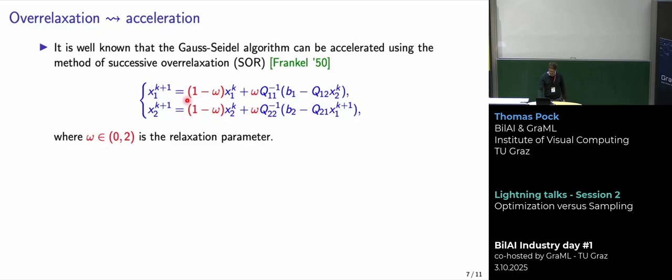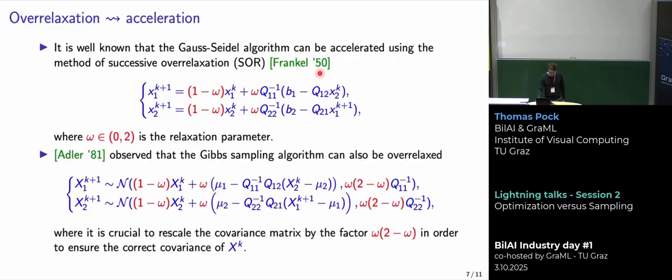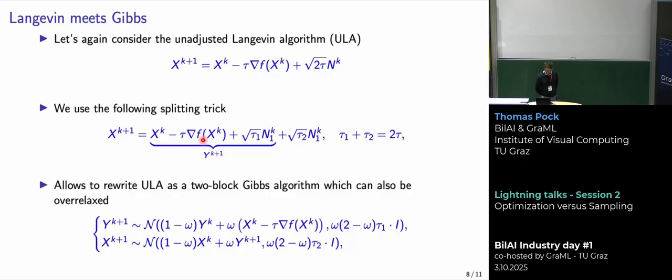It's a similar idea to extrapolation. This was already proposed in the 50s, and only 30 years after, Adler observed that you can do the same with Gibbs. You have exactly the same algorithm, introduce exactly the same over-relaxation, and it was even proved that you can match the same convergence rate. So now what can we do now?